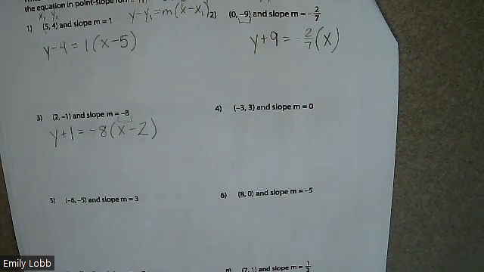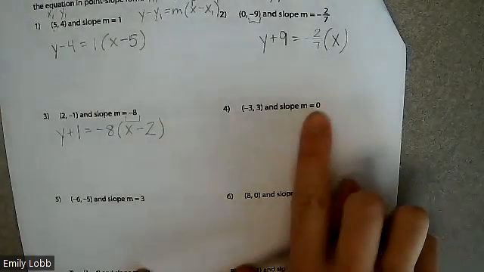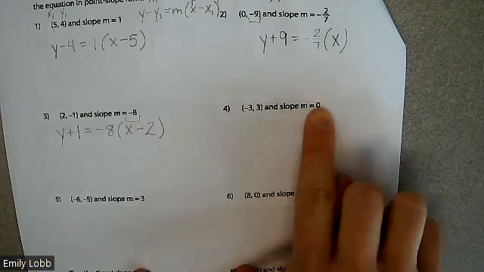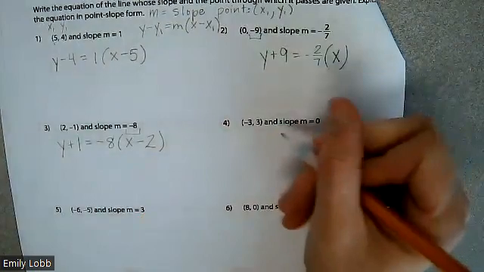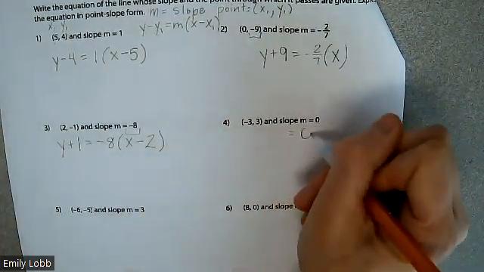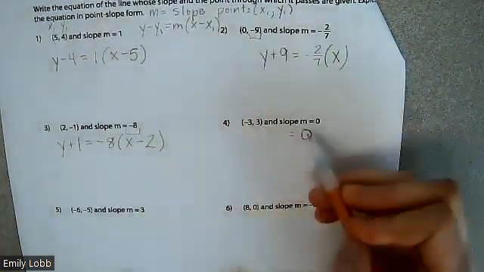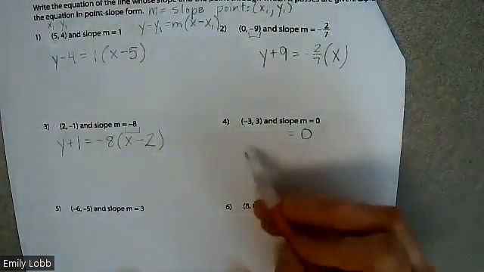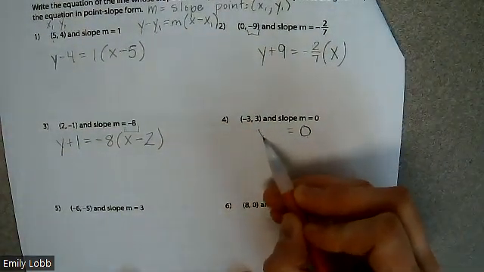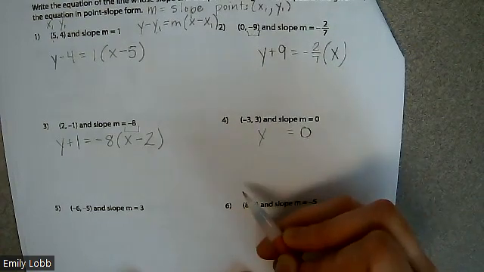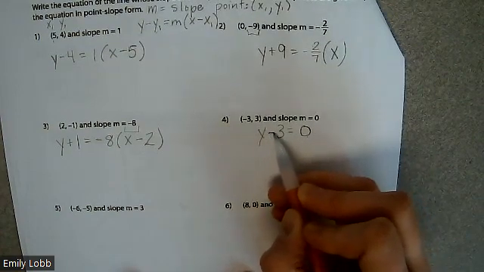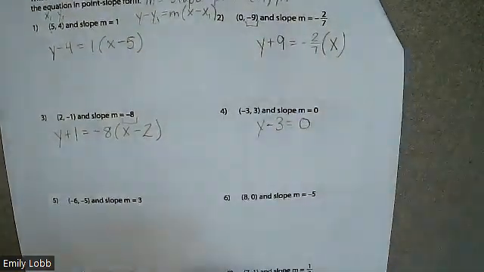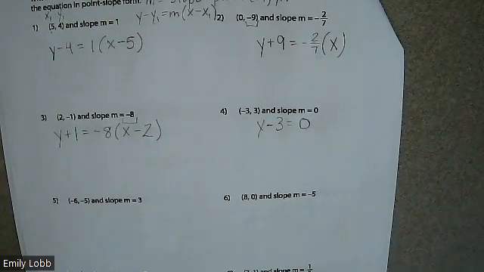All right, now 4 is a little bit different because look at what our slope is. 0. So if we put 0 into this product, our whole right side is going to be equal to 0 because 0 times anything is 0. All right, so all we have to do is write out y. Then what do I put here? -3. Very good. The opposite of 3 is -3. So we would say y minus 3 equals 0.